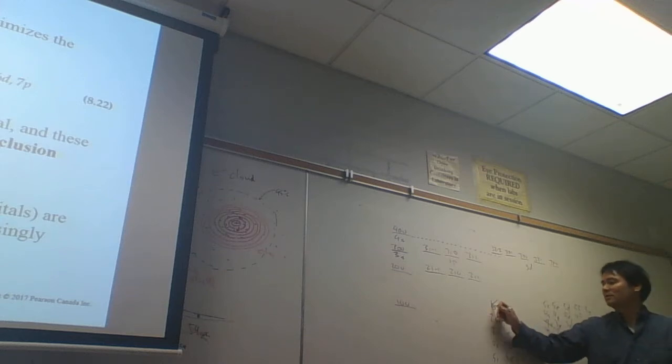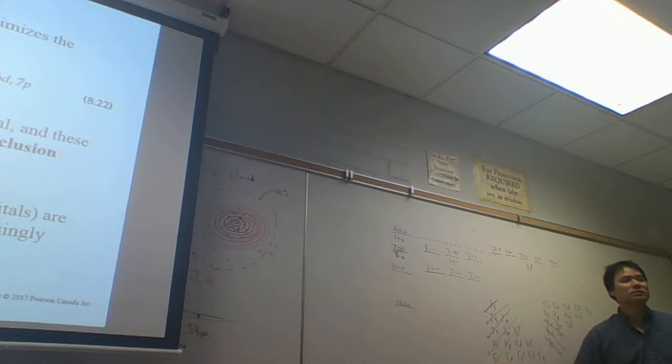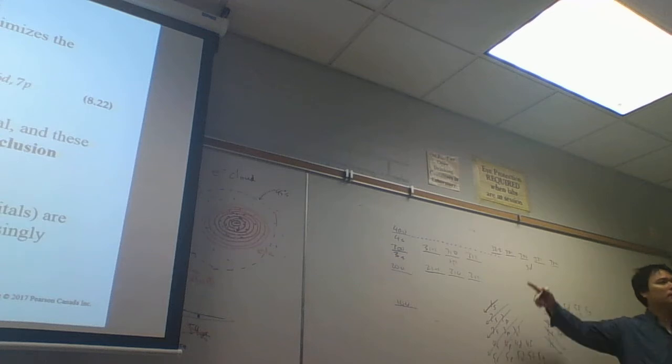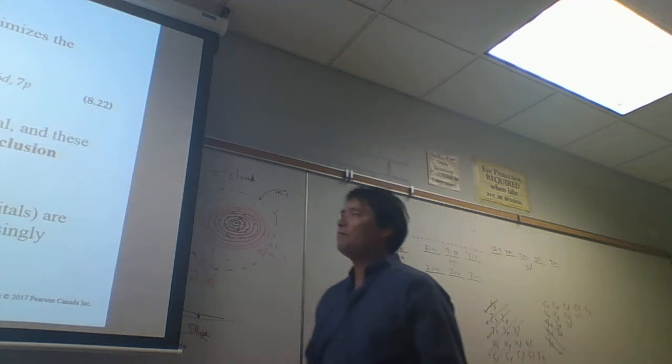Yeah, you know, there's a diagonal pattern here. We get 1s, 2s, 2p, 3s, 3p, 4s, 3d, 4p, 5s. Do you see that? And so then we get that up there. And this is a heck of a lot easier to remember than that. And so I wouldn't bother remembering this. This is the Aufbau principle.